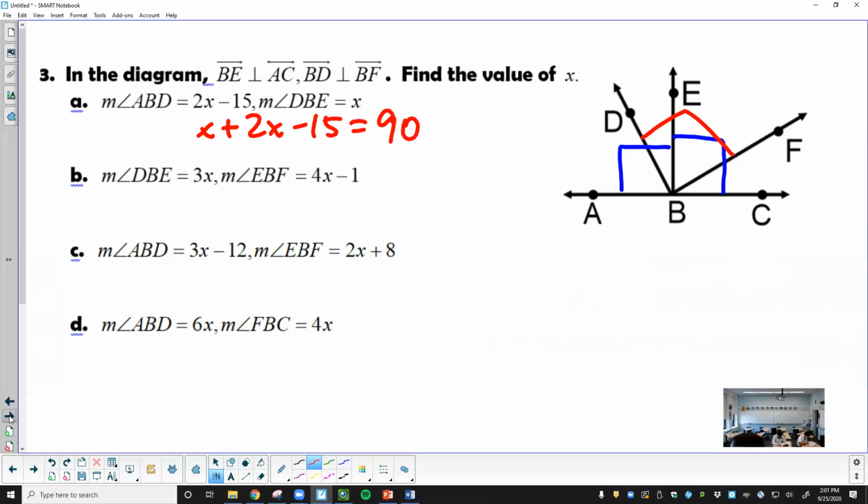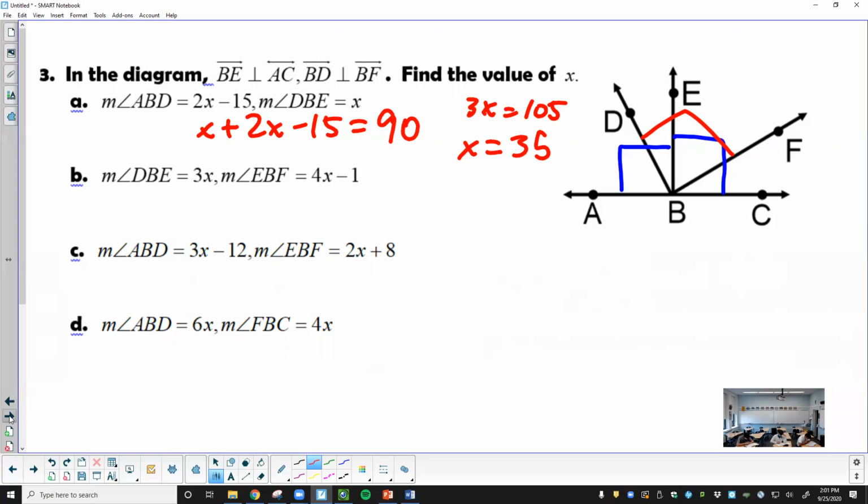The exterior sides of two acute adjacent angles are perpendicular, then they must be complementary, meaning they're going to sum to 90, yeah? So 3x is equal to, add 15, 105. And then we're going to get x is going to be equal to 35. Very good. All right. What about the next one?